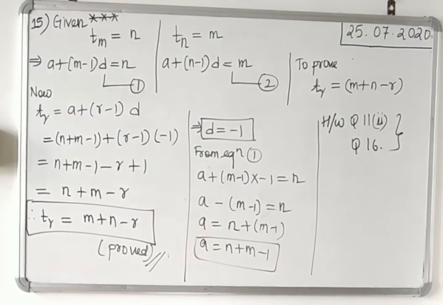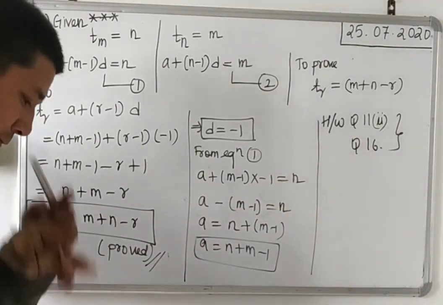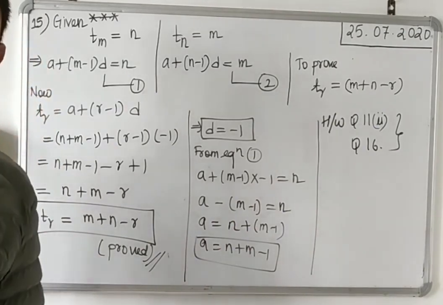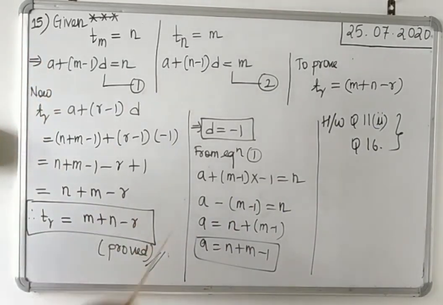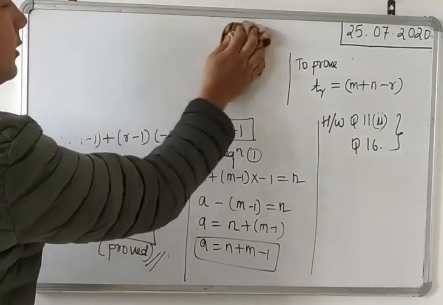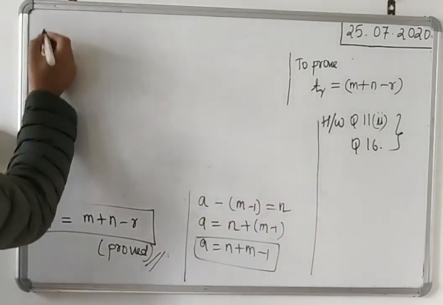Alright, today's assignment will be question number 11 and question number 16. Tomorrow, or in the next class, we are going to start with the sum of n terms of an AP. I'm just going to give you the formula for the sum of n terms of an AP. So in the next class we can straight away start from the exercise. So just remember two formulas.